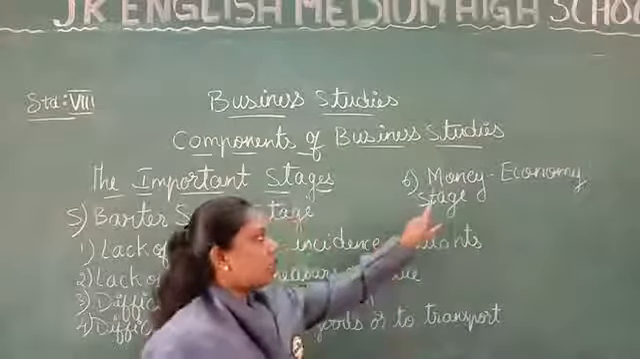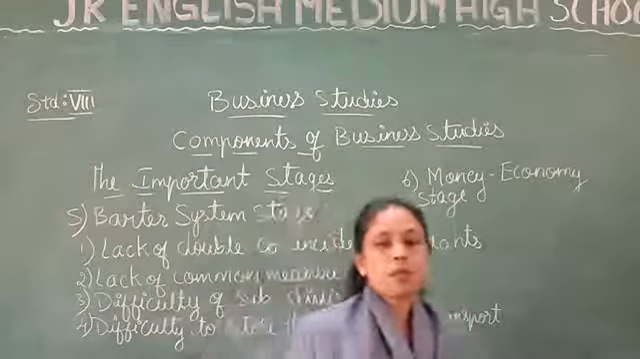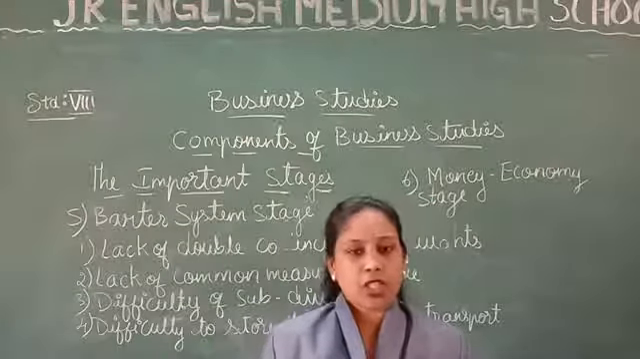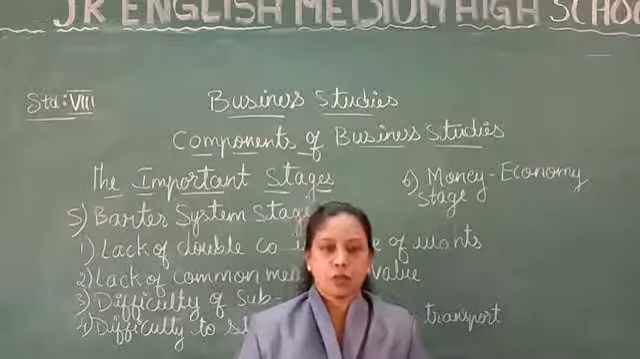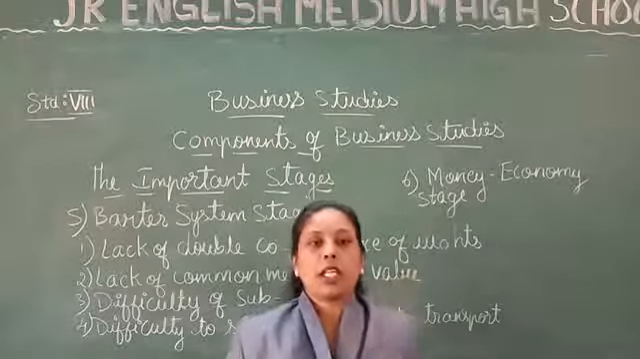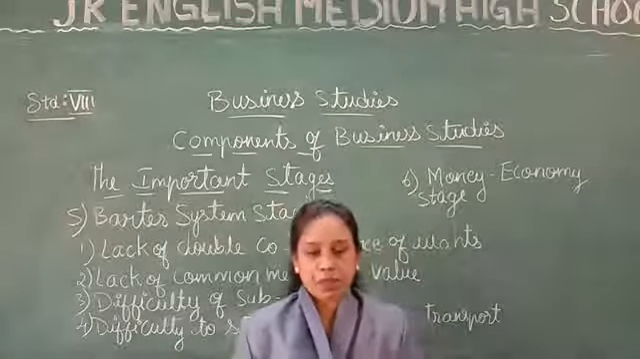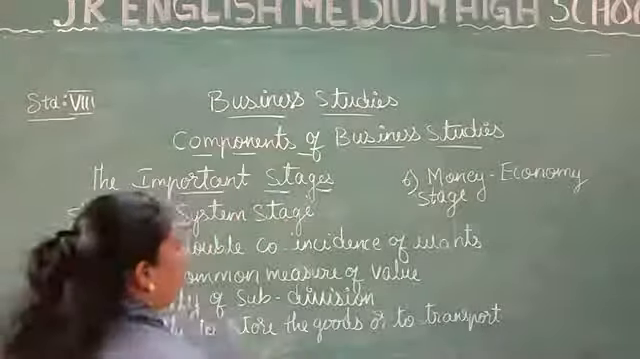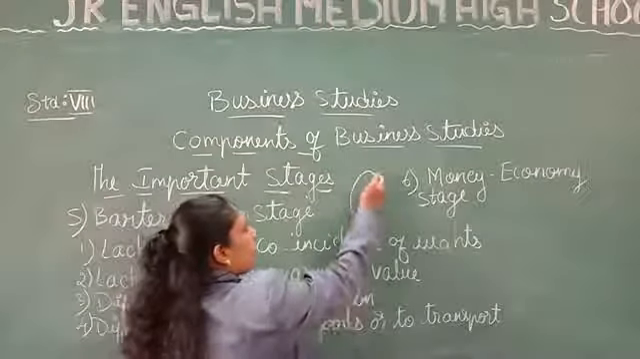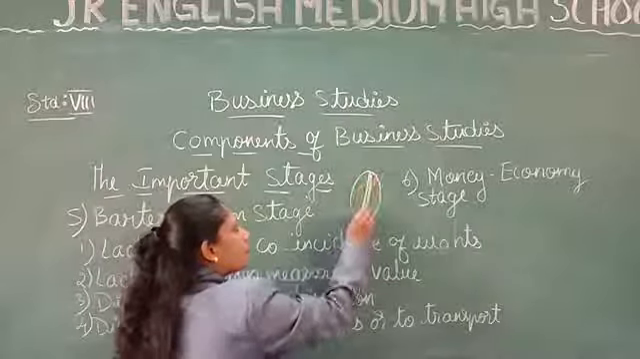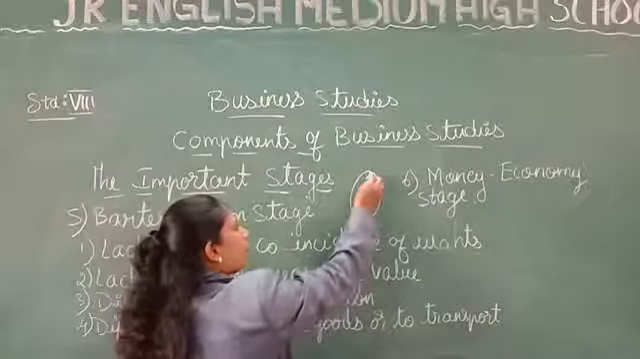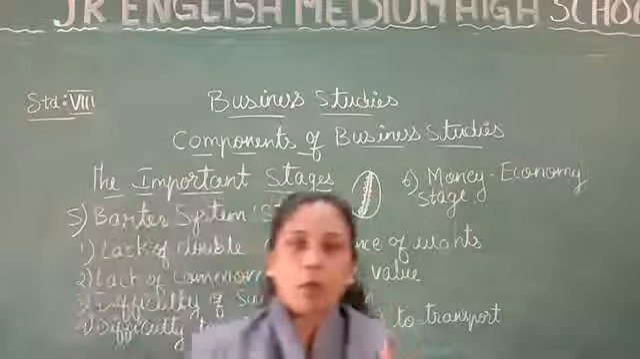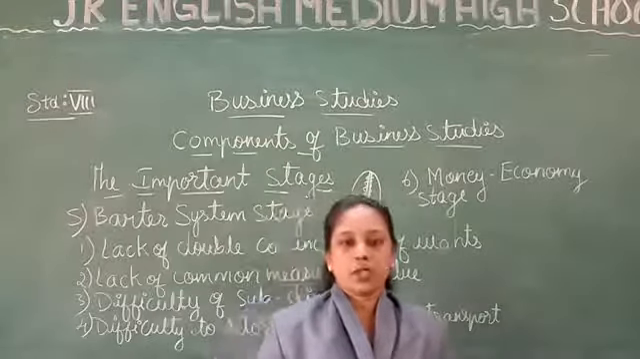And the next stage is the money economy stage. To overcome the difficulties of the barter system of exchange, many mediums of exchange were used. First, at the starting, the skin of animals and cowrie shells. Do you all know cowrie shells? They are in the form of an oval shape. I am going to show you all like this. These are called cowrie shells, and they started using them as a medium of money.